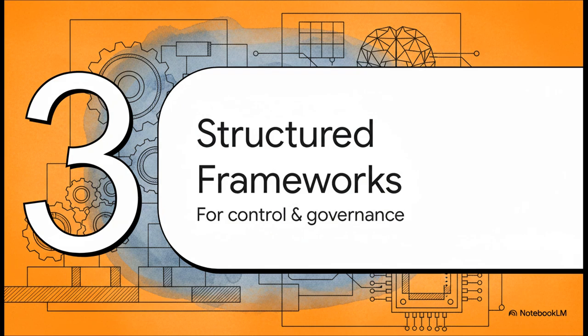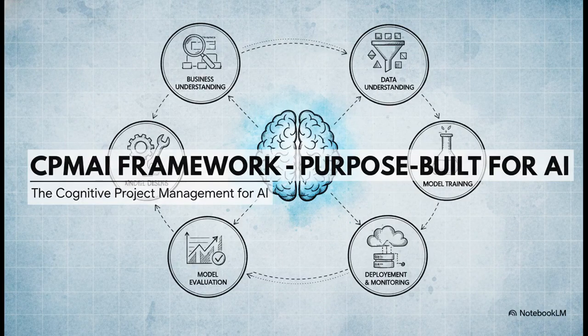But look, Agile isn't always the complete answer, especially if you're in a highly regulated industry. For those projects that demand way more control and governance, we turn to Chapters 6 through 9 and the world of structured and specialized frameworks. Chapter 6 introduces a really important one, CPMAI. Now, unlike a lot of other methods that were just sort of adapted for AI, this one was built from the ground up specifically for AI projects.